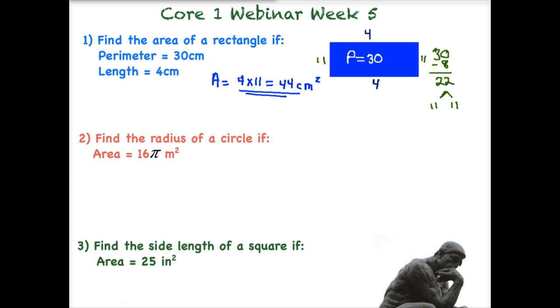Okay, we're going to move on to the second example. So on this one, we have: find the radius of a circle if the area is 16 pi.